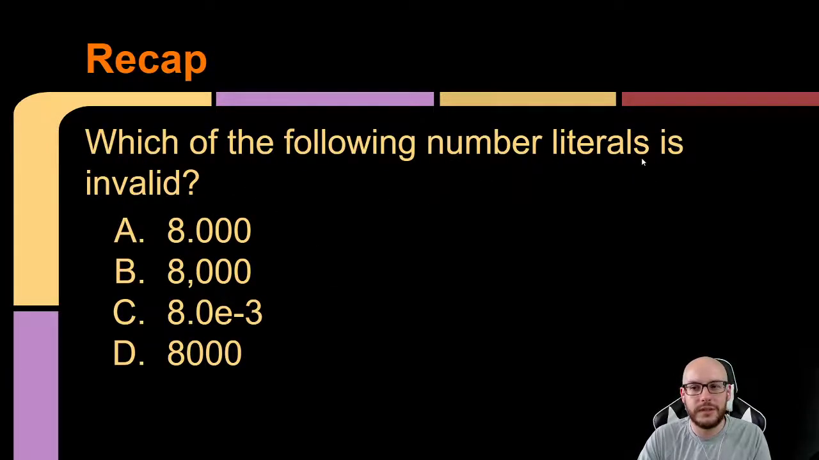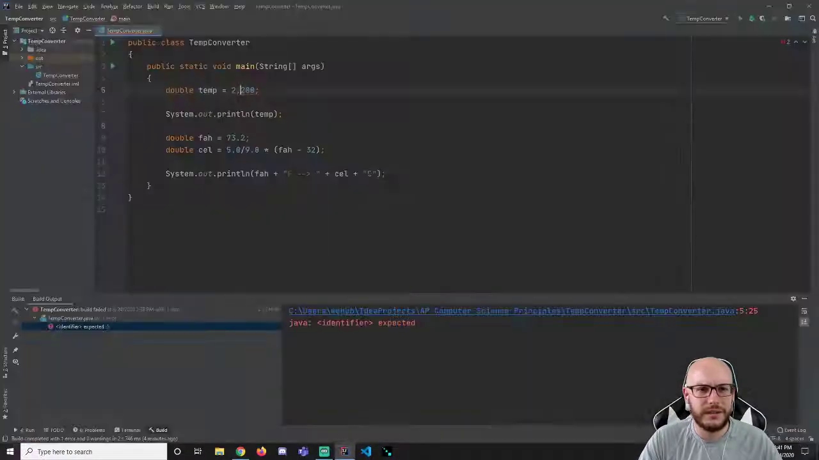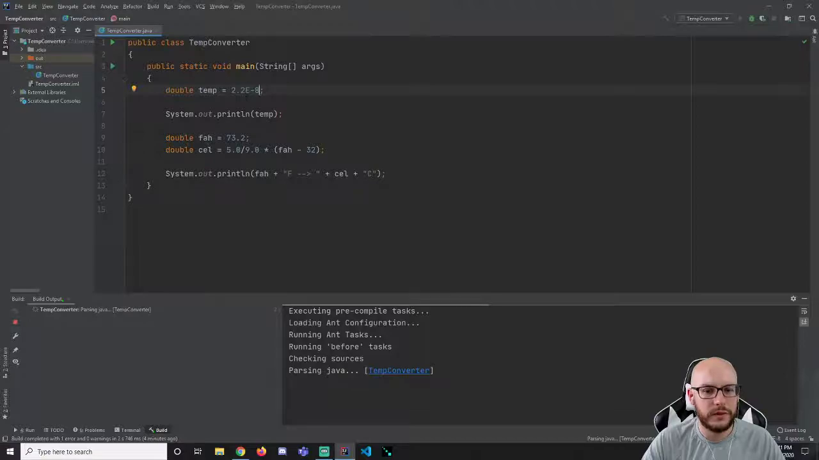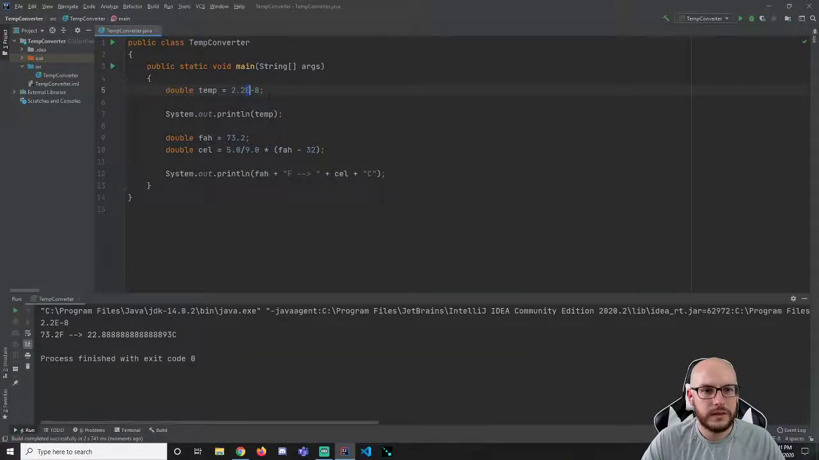Which of the following number literals is invalid? Ooh, this one looks a little wonky, right? I see the comma. I'm fairly certain that's the answer. Here, we got an E. That's scientific notation. We did scientific notation, but we use a capital E. And Java is case sensitive as far as we know. So are there 2 answers here? So looking at this capital E, we see that works. That's perfectly fine. As it turns out, lowercase e also works.